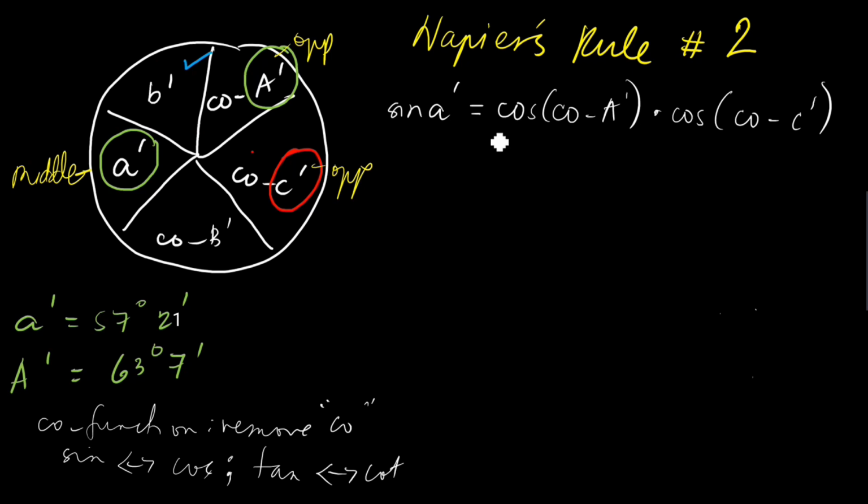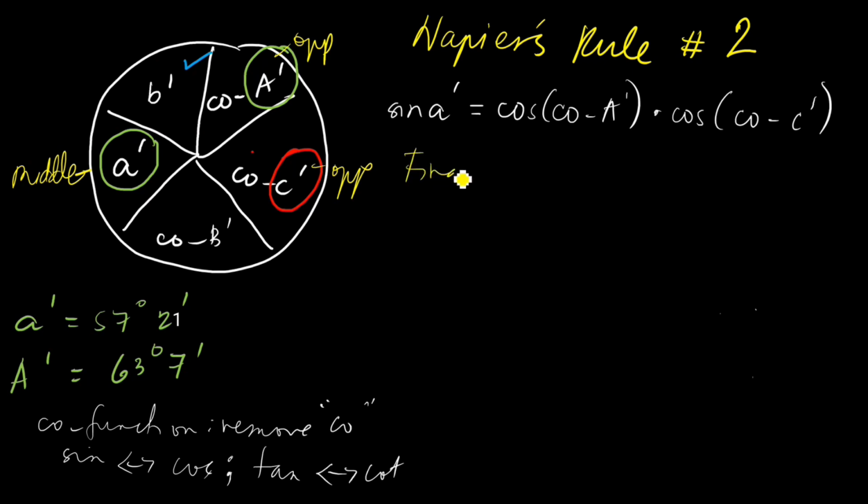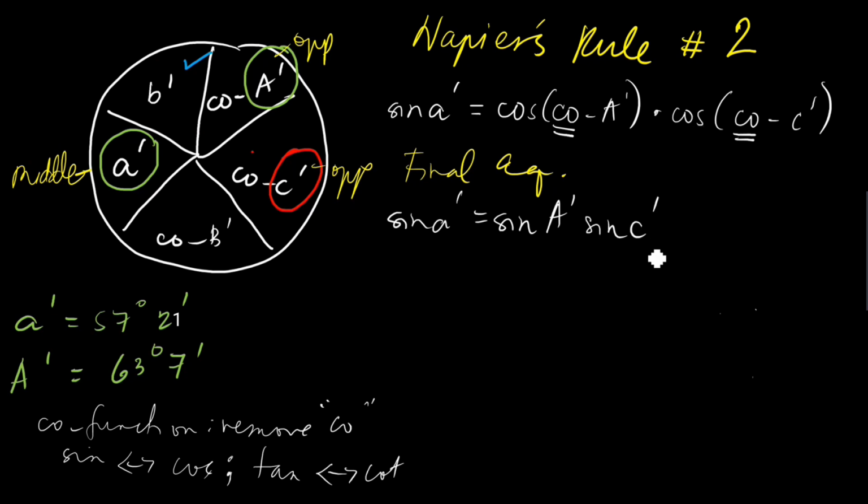Okay, next. So we need to have the final equation. So again, we're going to replace the trigonometric function once we see the CO. So copy the left side. So we have sine of small a prime. On the right side, we do have your CO. So replace cosine with sine. Copy the part that is big A prime. Then the other is CO again, so cosine will become sine. Copy the part small c prime.